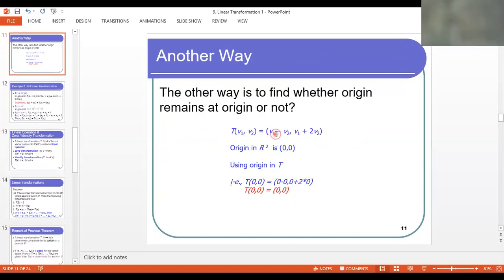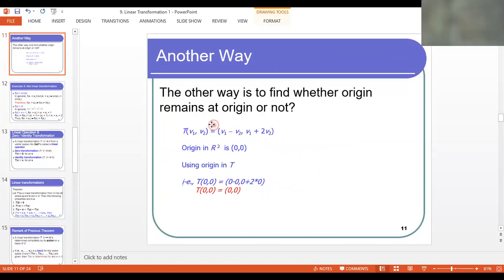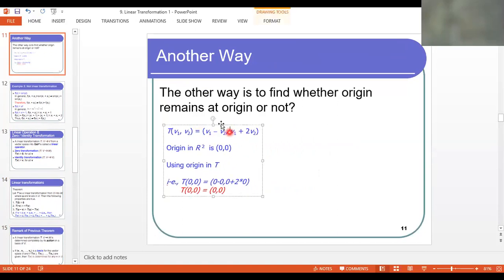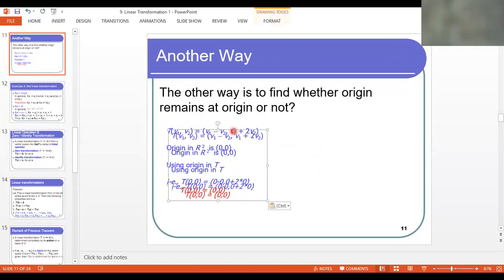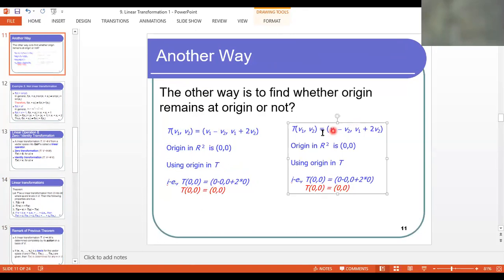So, dear student, let me change this a little bit. I can take another transformation where I just add plus one over here. If you can see, one.